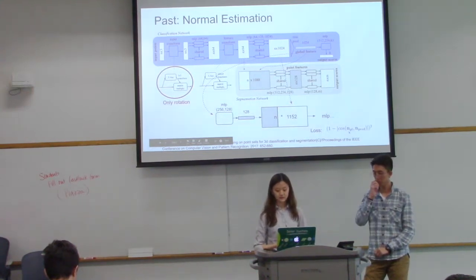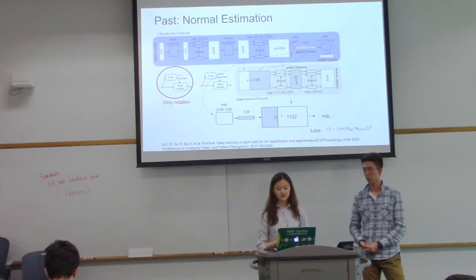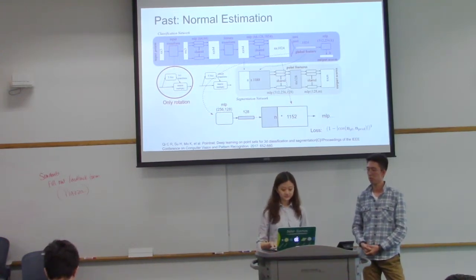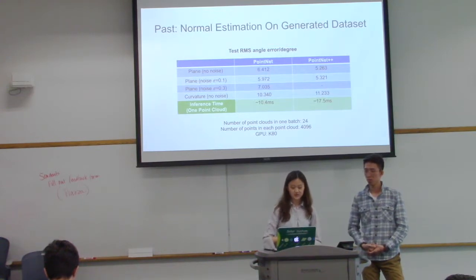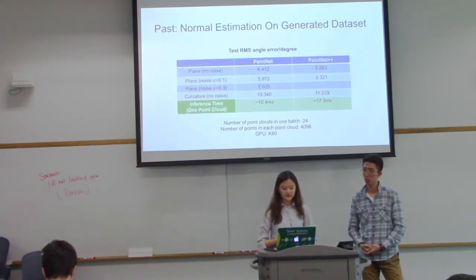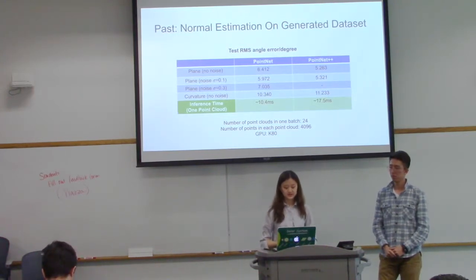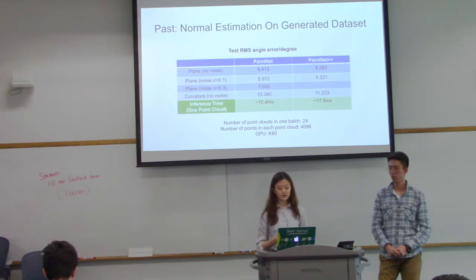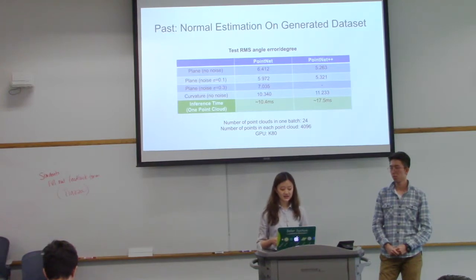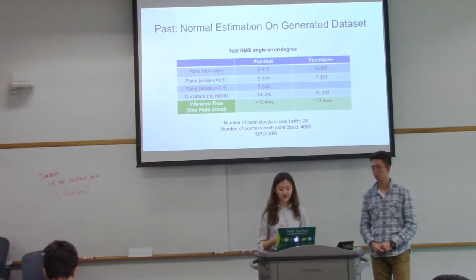It's the squared value of 1 minus the absolute value of the cosine of the angle between the ground truth normal and the predicted normal. And here are some results we got last time. This table shows the test RMS angle error in degrees. From the table, we can see that PointNet++ in general performs better than PointNet, but its inference time is a little bit slower. This inference time is the time on one point cloud, and there are 1496 points in the point cloud.